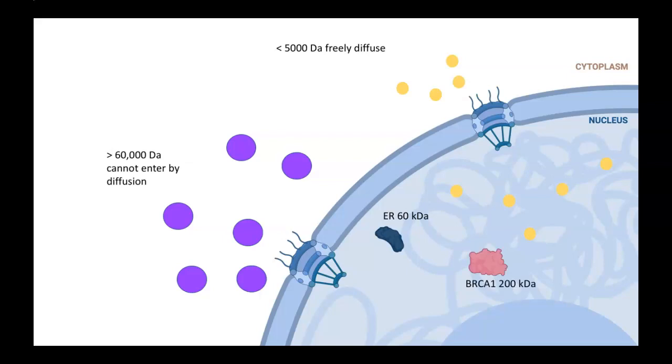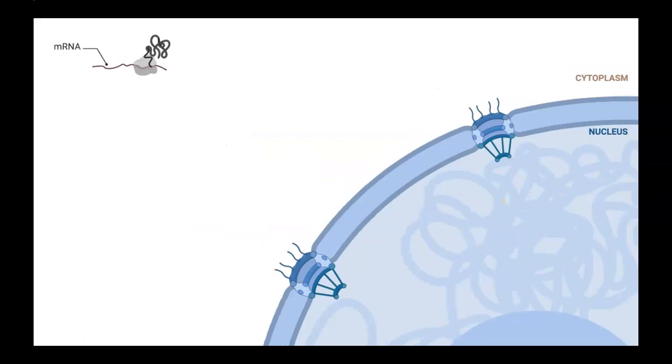Here's another example, the BRCA1 gene, that's the breast cancer gene. This is involved in DNA repair. It's critical to have it in the nucleus where it can repair damaged DNA, but it is 200 kilodaltons, 200,000 Daltons. That's way too big to enter by diffusion. There must be then some kind of active transport system that will allow these large proteins to enter into the nucleus. So how do nuclear proteins get into the nucleus?